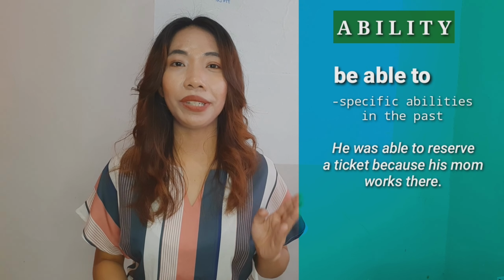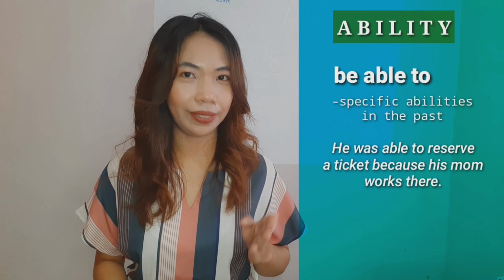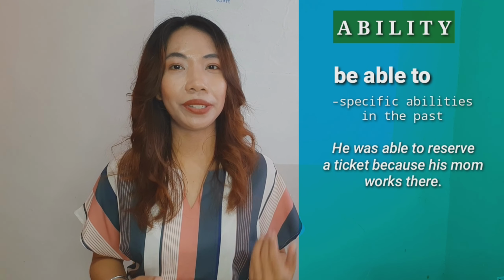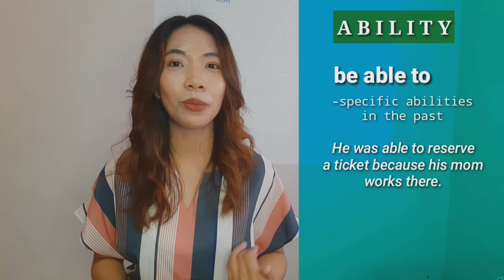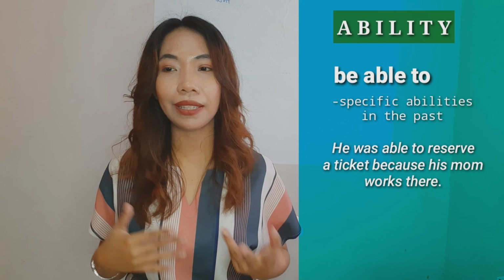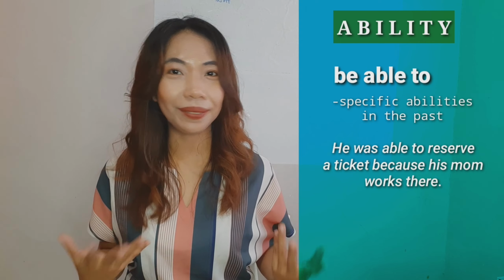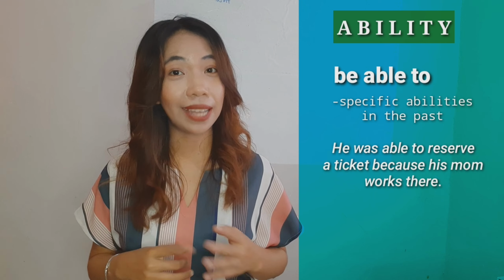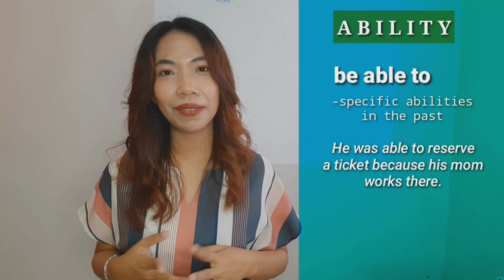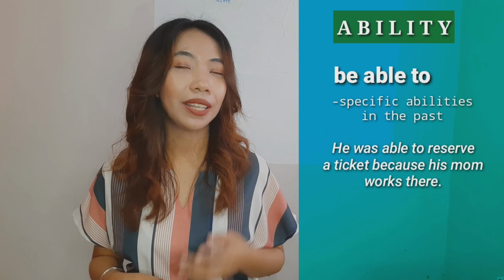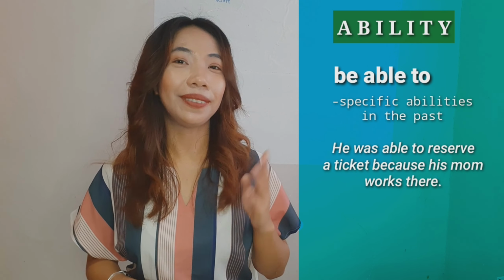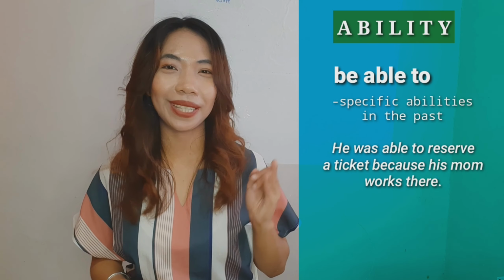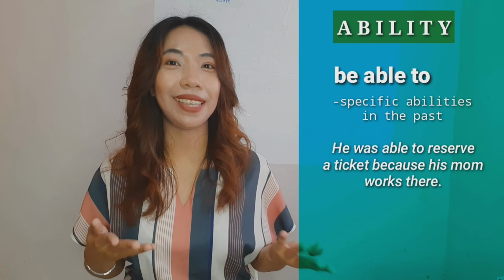Here is another example for specific abilities. He was able to reserve a ticket because his mom works there. Again, if that's an ability that almost everyone could do, something general, nothing specific about it, you use could if that's in the past. And if that's specific, you're talking about one specific event, you use be able to. And since this is in the past, you don't use the verb be, but you use either was or were because they are the be verb forms in the past tense.